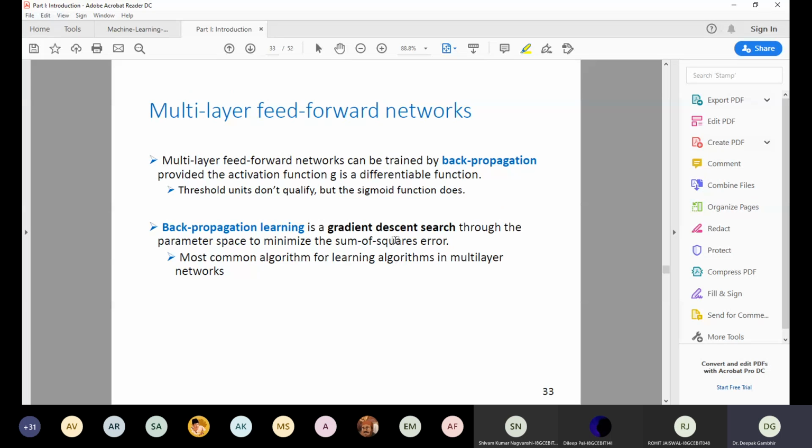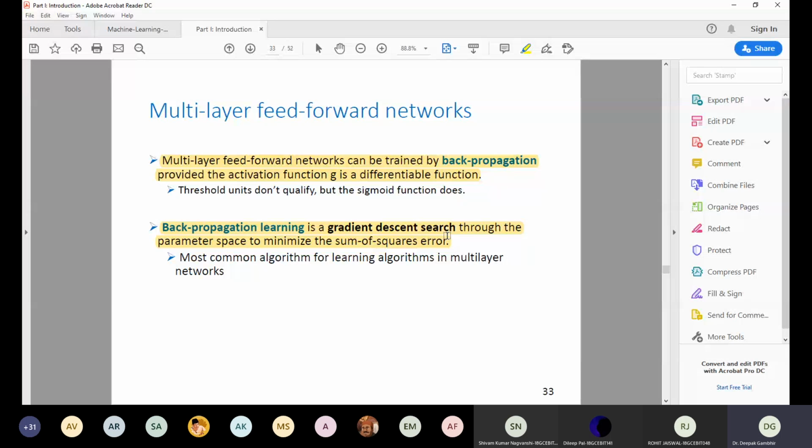Multi-layer feed-forward networks can be trained by backpropagation, provided the activation function g is a differentiable function. So in the case of the multi-layer feed-forward network, we will use backpropagation. Backpropagation is a gradient descent search through the parameter space to minimize the sum of squared error, whereas the perceptron uses only the difference of error.